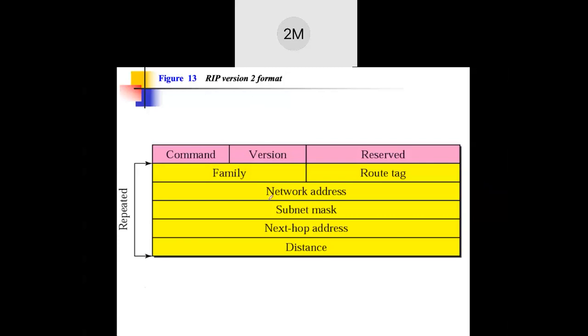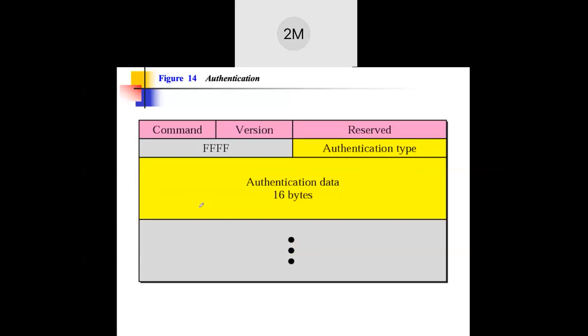Now the new version of RIP. Here what you can see is network address, subnet mask, next hop address and distance. All these entries are there. And authentication is 16 bytes. Nobody will ask you regarding the RIP message and other details, but at least you must have the information on how the table exchange takes place and what different entries are exchanged.